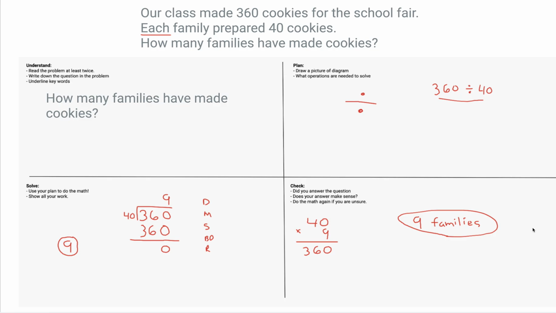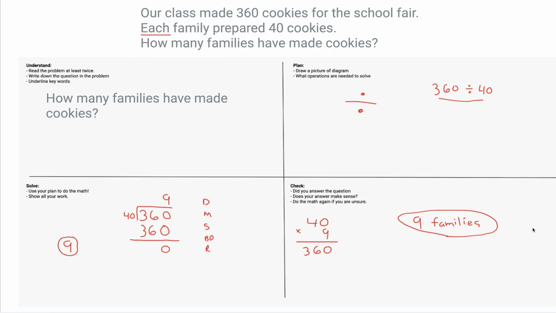Use our understand, plan, solve, and check strategy to solve this word problem here. So for the first part of our strategy, we are in the understand portion. For the understand portion, we want to read the problem at least twice. I'm going to read it once just so we can hear the problem.